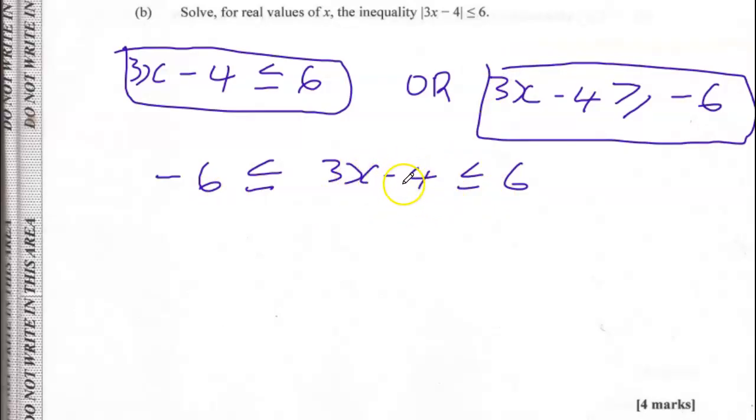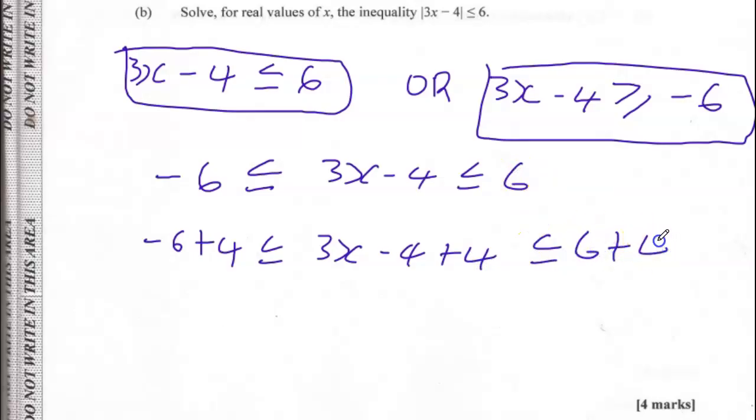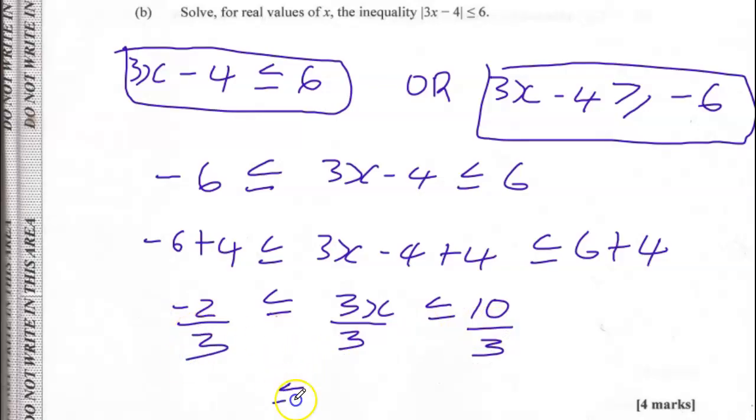Or we can solve for x there. So we can add 4 to each section. That would get rid of the minus 4. So we end up with minus 2 less than or equal to positive 3x, 6 plus 4, that's 10. And then to get rid of the 3, we can divide each section by 3. So we have a solution there. X is between, or we say it's less than 10 over 3, but greater than minus 2/3. Or we solve those separately, what we box up, and we still have our solution.